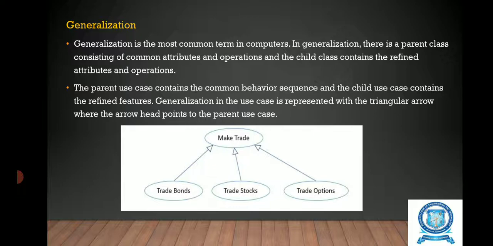Generalization in use cases is represented with a triangular arrow where the arrowhead points to the parent use case. Consider this diagram: make trade, trade bonds, trade stocks and trade options are the use cases. The child use cases are trade bonds, trade stocks and trade options, the parent use case is make trade, and this triangular arrow shows the relationship.